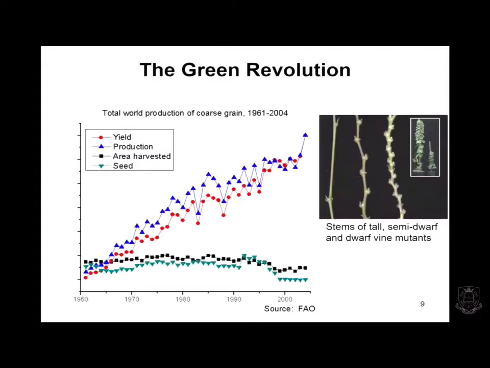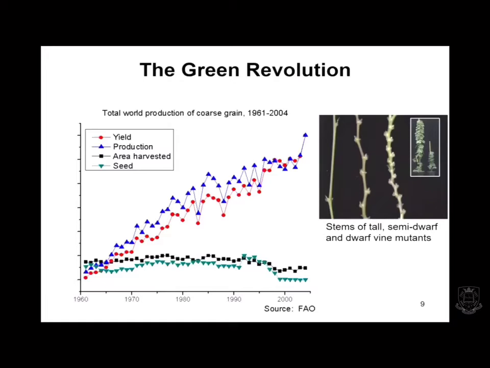So you're actually getting more yield off the same amount of land. And we can see here in grapevine actually, the impact of dwarfism. So you have a normal variety here, dwarf variety here. The genes involved are involved in gibberellin biosynthesis. Gibberellins are often involved in stem elongation and germination. But you can see the difference in stem morphology here.